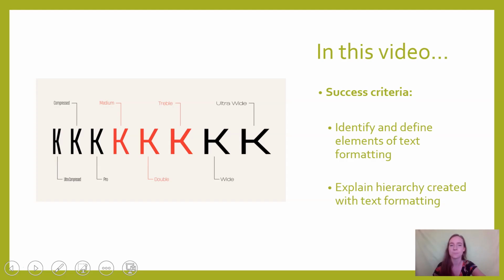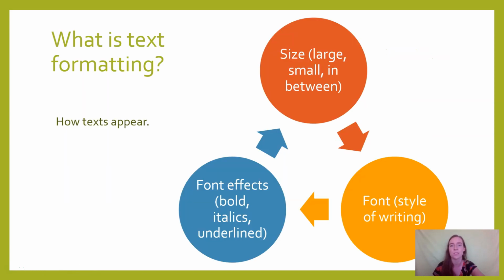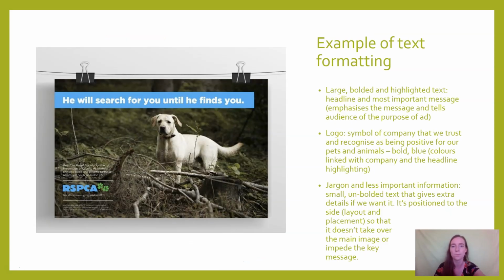Text formatting. In this video, we're going to identify and define elements of text formatting and explain hierarchy created with this. So, text formatting is referring to the appearance of actual text or the words that are on the screen. Okay? It can vary in terms of size, so it can be large, it can be small, anything in between. It can vary in terms of the font or the writing style that it's written in, or the effects, so bold, underline, italics, any of those as well.